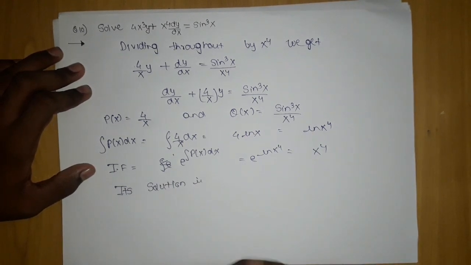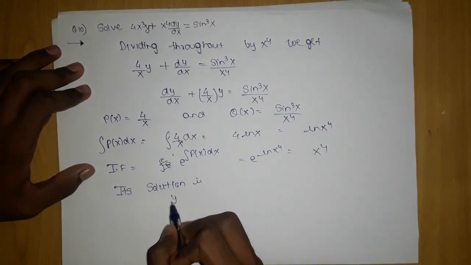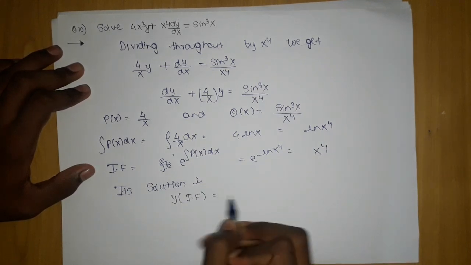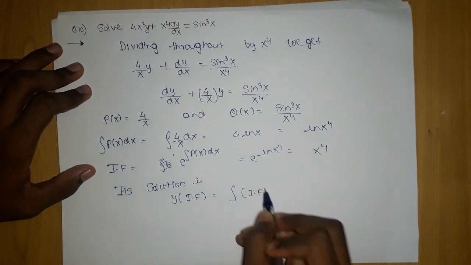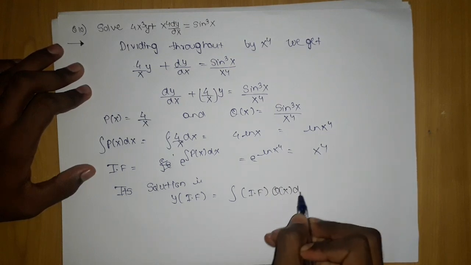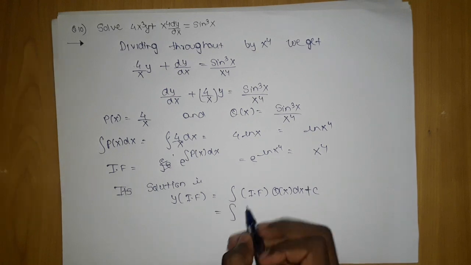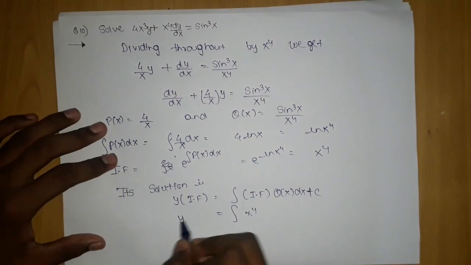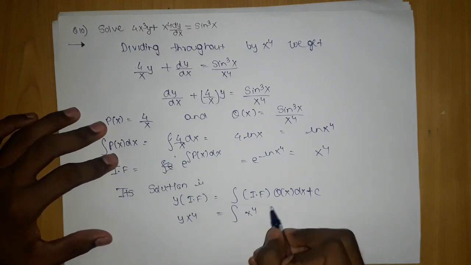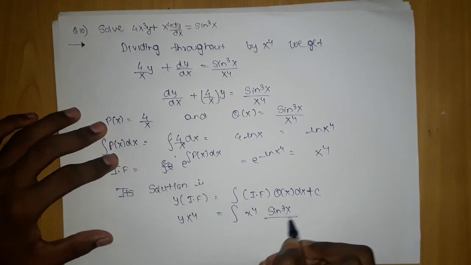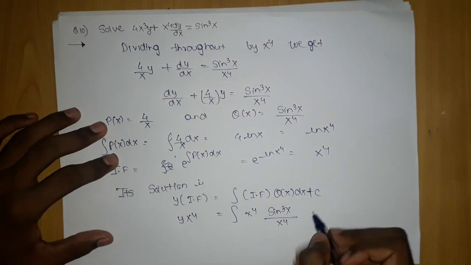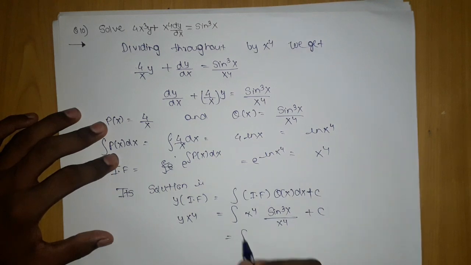Now its solution is what? The dependent variable y into the integrating factor equals the integral of the integrating factor into q of x into dx plus c. The integrating factor is x raised to 4, so y into x raised to 4, and q of x is sin cube x the whole upon x raised to 4, plus c. So here you can see the integral of sin cube x plus c.